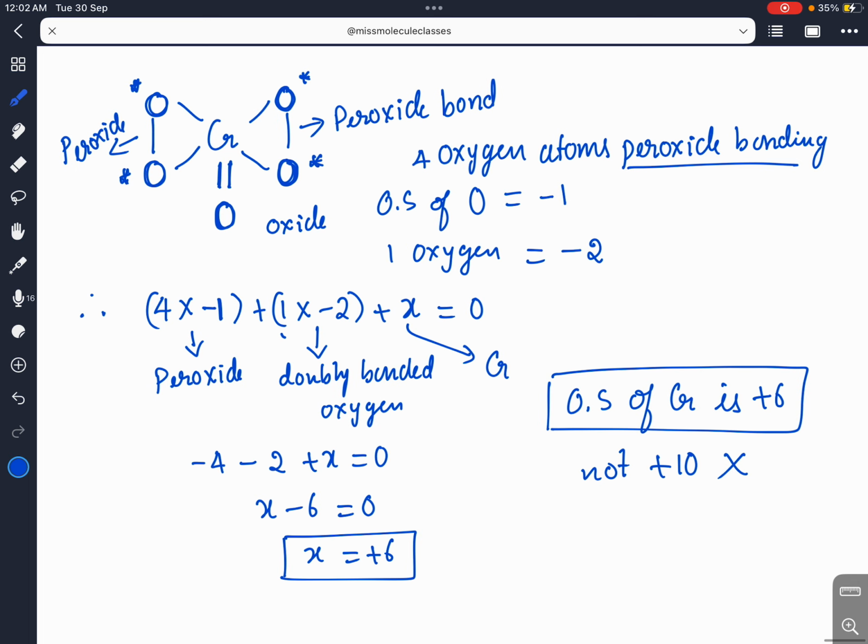And this structure is called a butterfly structure. Please do remember that the highest oxidation state of chromium is +6. It can never have more than that.